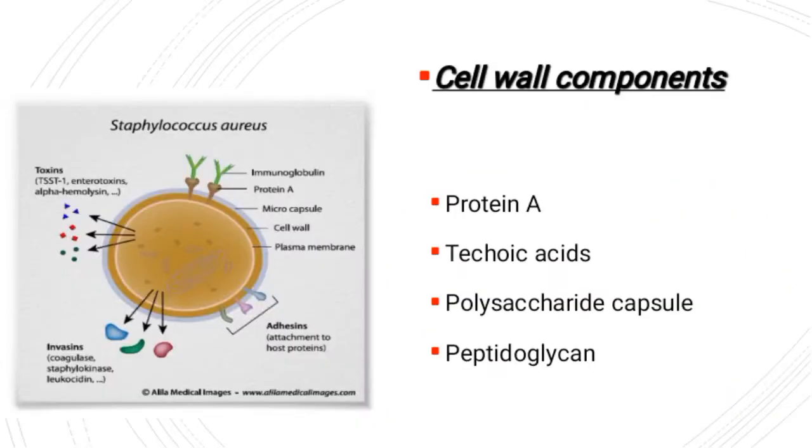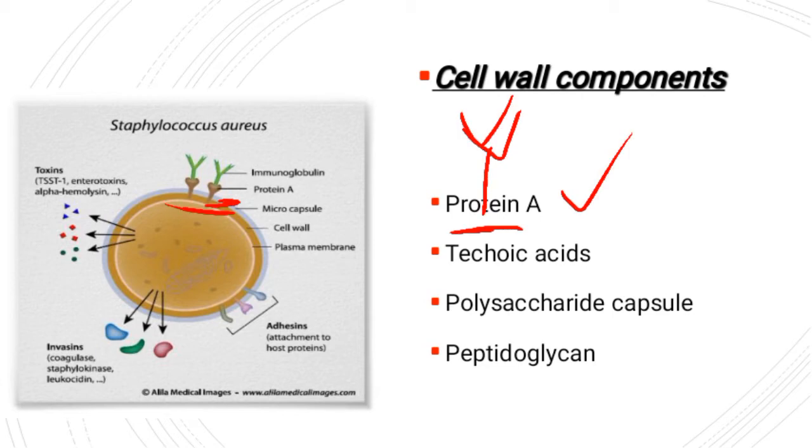The cell wall of Staph aureus contains protein A. This is protein A, and this protein A binds the Fc portion of IgG. This is the Fc portion of IgG immunoglobulin, and we know that the Fc portion binds the complement, and hence complement fixation occurs. But if this Fc portion binds to protein A, no complement fixation occurs, and hence phagocytosis is reduced.